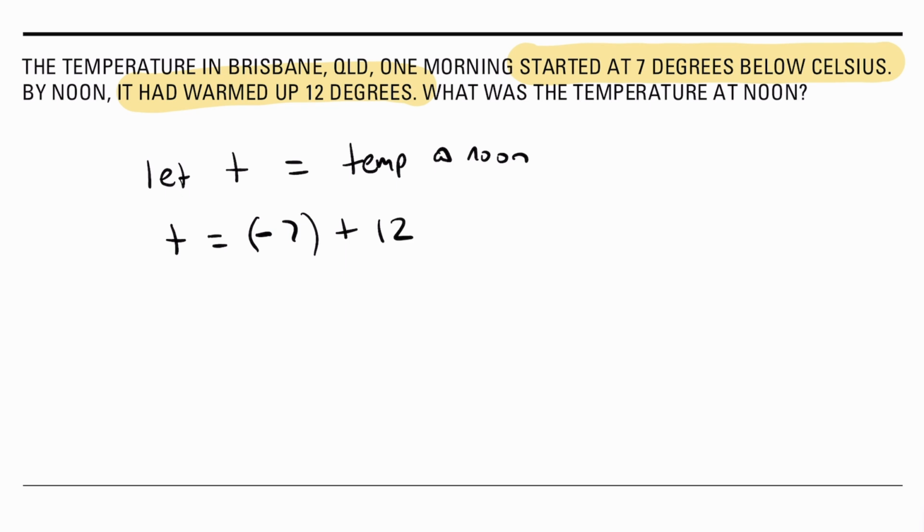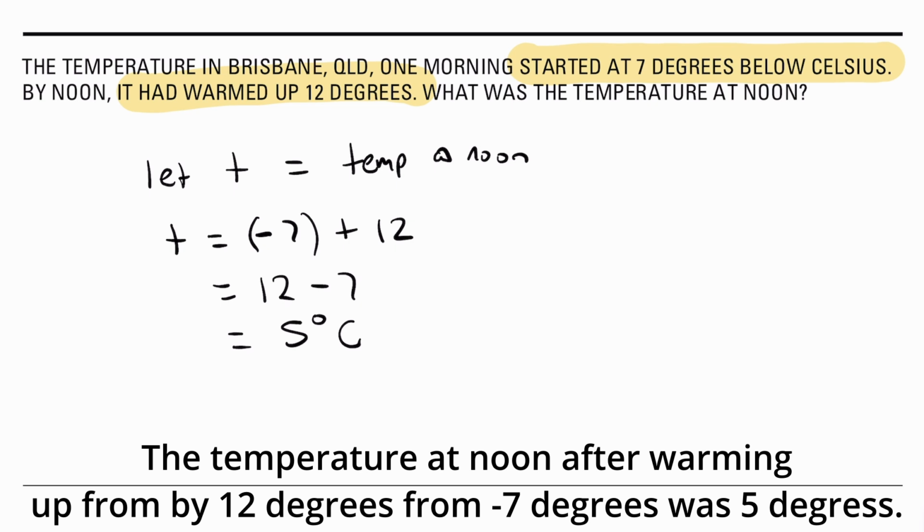Now, if we were going to do this, I would flip our 12 out the front because it's larger, subtract 7, which would then mean that the temperature was 5 degrees Celsius at noon, which is very, very cold. And so to answer this as a worded answer, you could say the temperature at noon after warming up by 12 degrees from -7 degrees was 5 degrees.